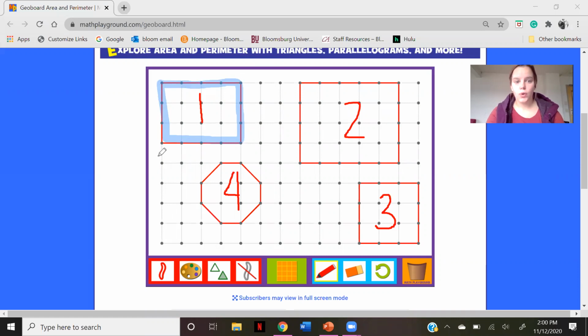So first, we know to find area, it's length times width. So you look at this, and because all of these little squares are here, one square is 1 unit. So you can count these units. It's 1, 2, 3. So the length is 3 times 1, 2, 3, 4. The width is 4. So you're going to put a 4 there. And together, 3 times 4, we know is 12.